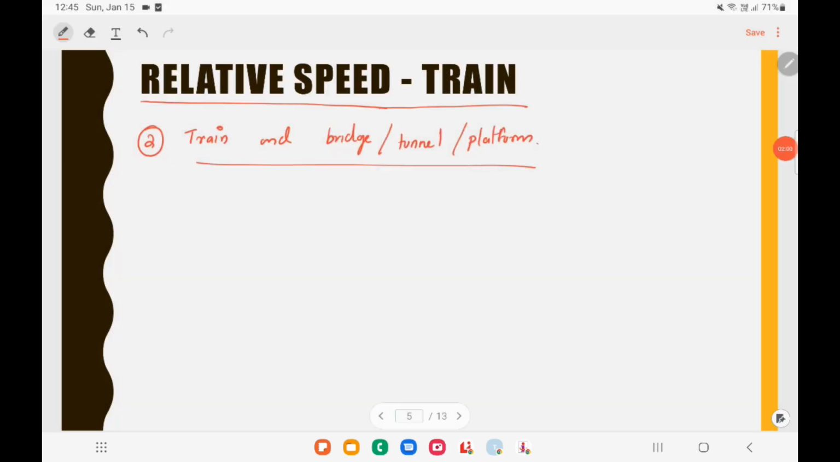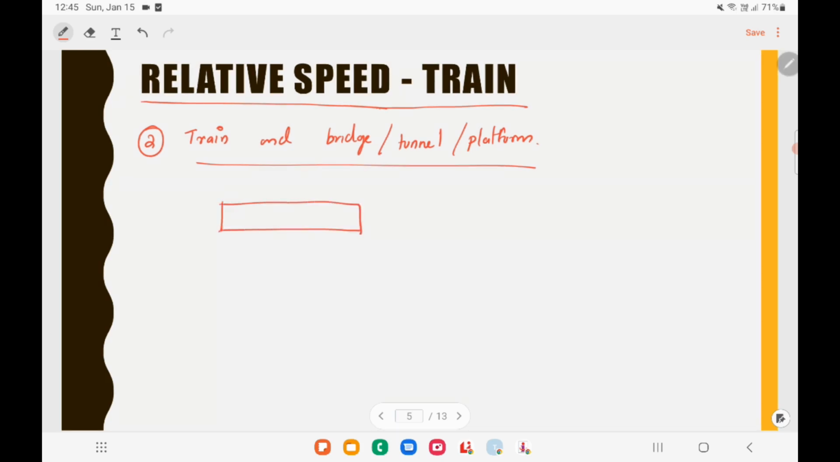Now let us look into case 2. So this is a train and a bridge, a tunnel, or a platform. In the first case, the train was crossing a pole or a stationary man. A pole or a stationary man doesn't have length, or the length is very small and negligible when compared to the length of the train. But when it comes to a bridge, tunnel or a platform, they have a length. So that is important here. Okay, so let us take this example.